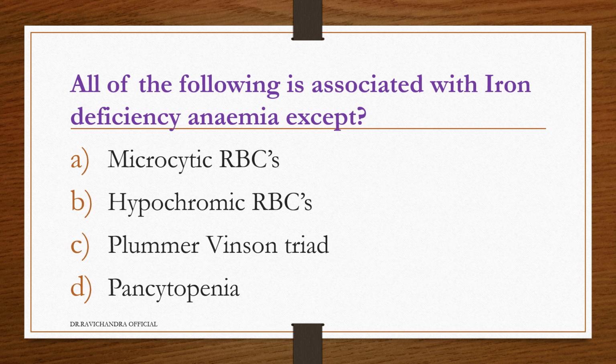Pancytopenia refers to a reduction in all three blood cell lines: red blood cells, white blood cells, and platelets. While iron deficiency anemia can cause a decrease in red blood cells, it does not typically cause pancytopenia.